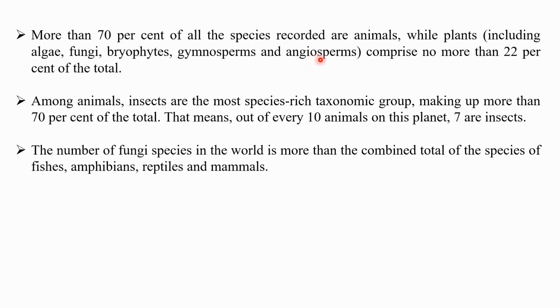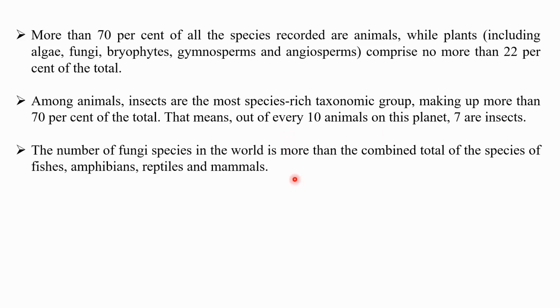More than 70% of all the species recorded are animals, while plants, including the algae, fungi, bryophytes, gymnosperms, and angiosperms, comprise no more than 22% of the total. Also, among the animals, insects are the most species-rich taxonomic group, making up 70% of the total. That means out of every 10 animals on this planet, 7 are insects. So insects form a major portion of the animal group.